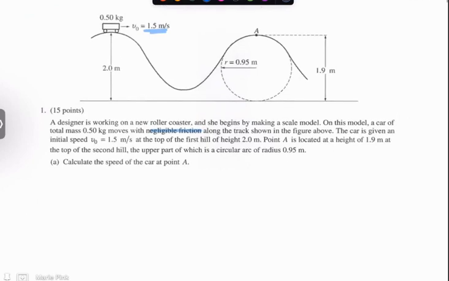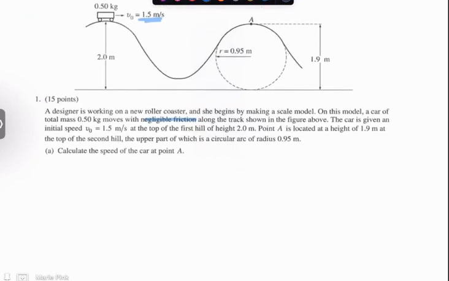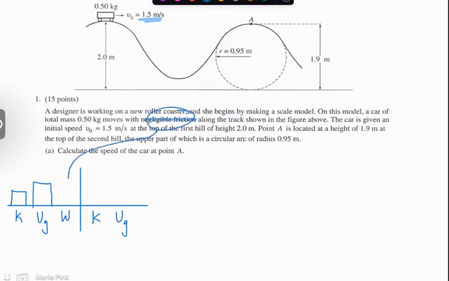All right, so the first thing that we're going to want to do is create an energy bar chart because I feel like this really will be helpful, especially as we work through the problem. So we're going to have kinetic energy, gravitational potential energy, and work on the left, and then just kinetic and gravitational potential on the right. At the beginning, it is moving, so I'm going to say it has this much kinetic energy. And it's also at a height of 2 meters. I don't know which one's bigger, but I'm going to just guess. And then because it's negligible friction, that means work will be 0.